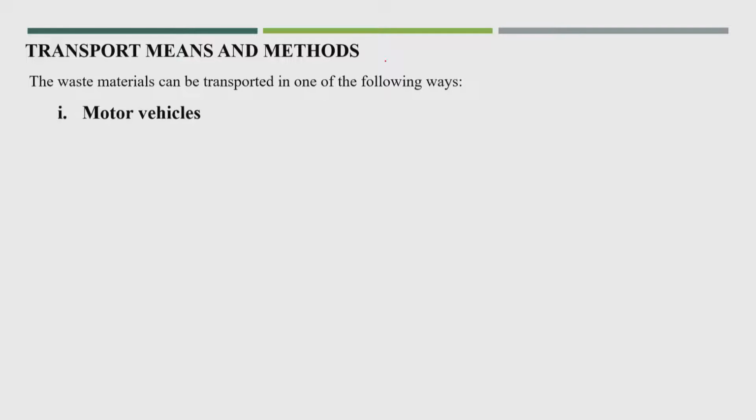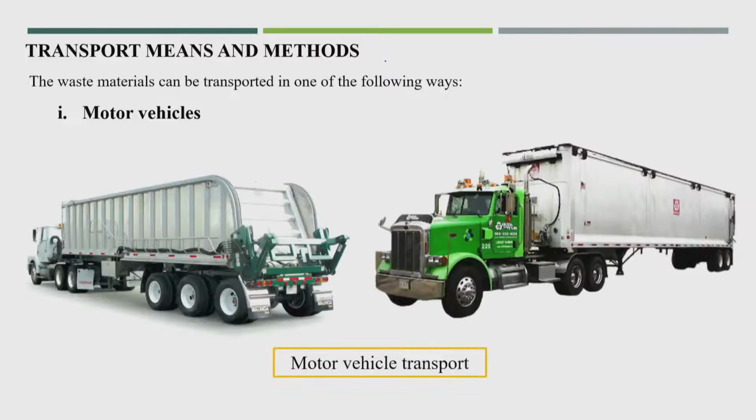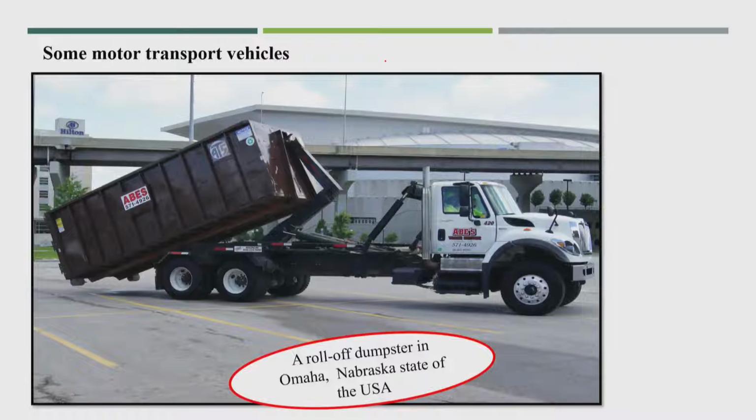The first method is the motor vehicle. This is a well known transportation method by road transport. You see here the large size vehicles normally used for transporting waste from the transfer stations to the disposal site or recycling facility by road. Different kinds of dumpers could also be used; both are possible.